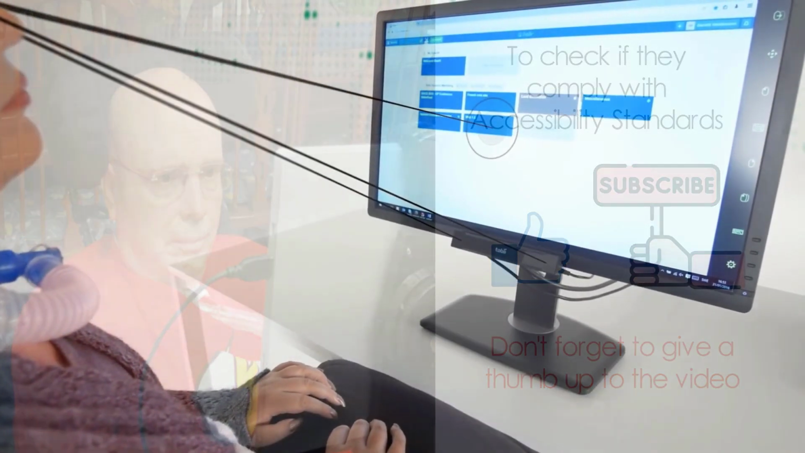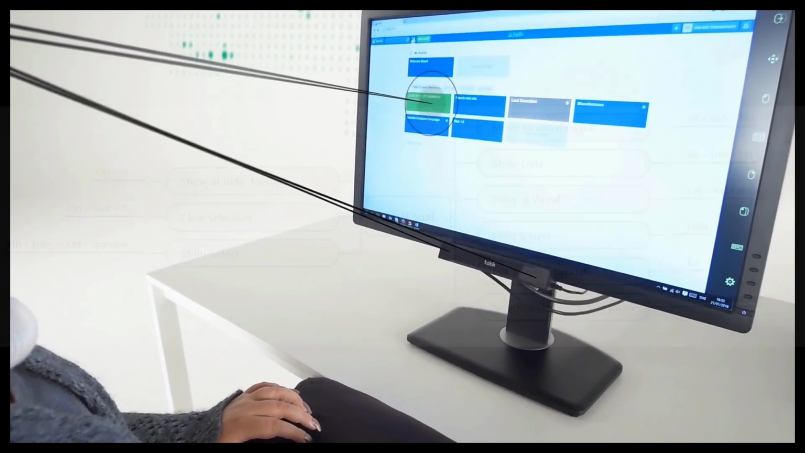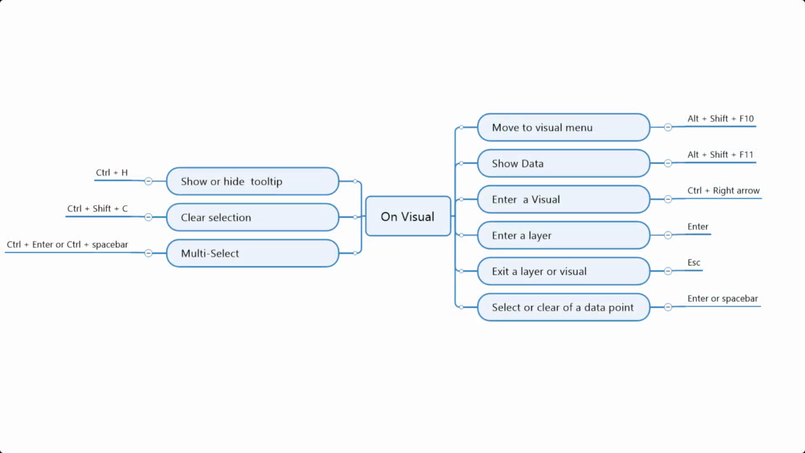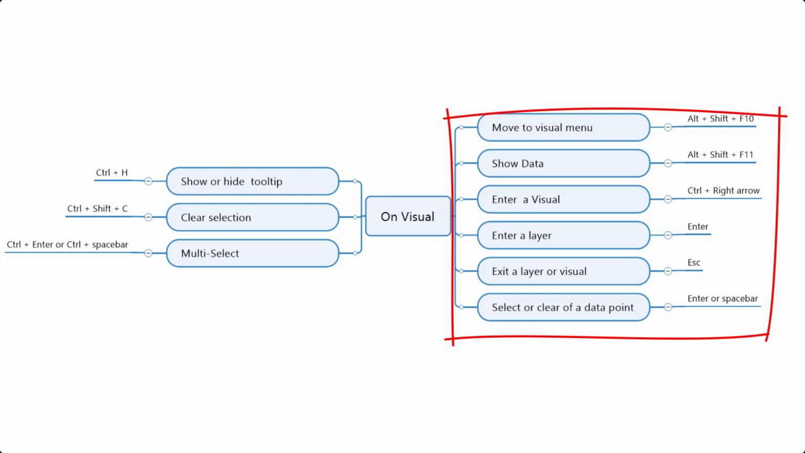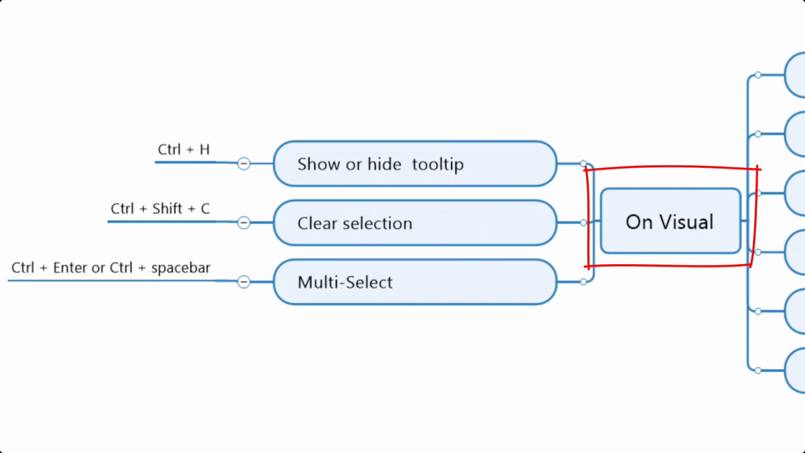This video was produced via an eye tracker. According to the Microsoft documentation, I have shown you 6 on-visual keyboard shortcuts in the last 2 videos, and the link is in the description of this video. Now, I will show you the remaining 3 of the on-visual keyboard shortcuts.